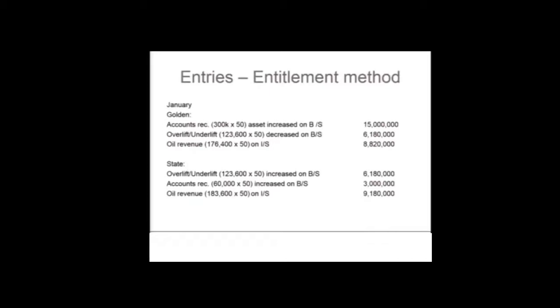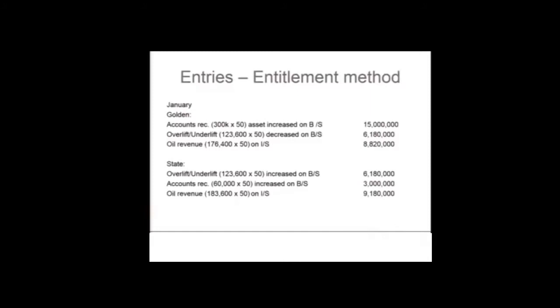We still have a net overlift for Golden, a net underlift for State. Those amounts were still created at $50. They were still created the first month. So if we make up for those amounts in March, let's say, we'll make up the difference between when they were created in January at 50 and whatever the price is in March. So if the price is 54 in March, there'll be a $54 price difference. Now, if we look at entitlement method, again, we have a little more information here.